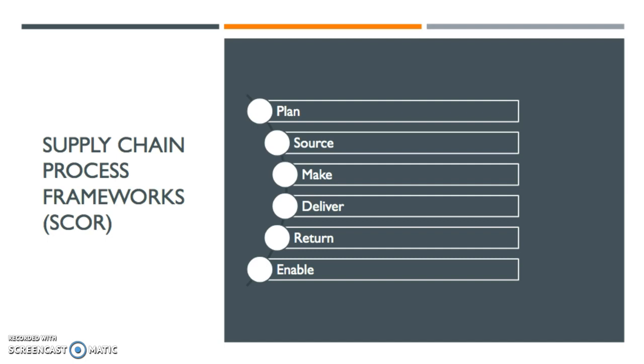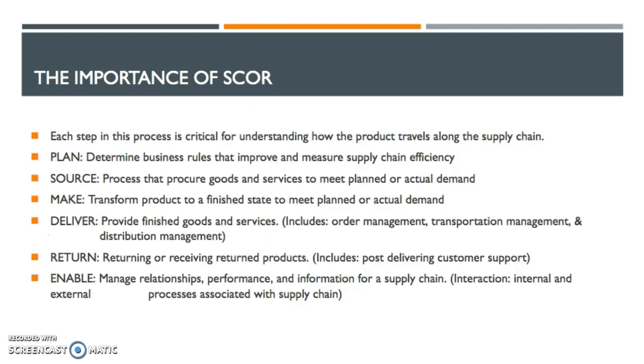Supply chain process frameworks. SCOR. Plan, source, make, deliver, return, enable. The importance of SCOR: each step in this process is critical for understanding how the product travels along the supply chain. Plan. Determine business rules that improve and measure supply chain efficiency.